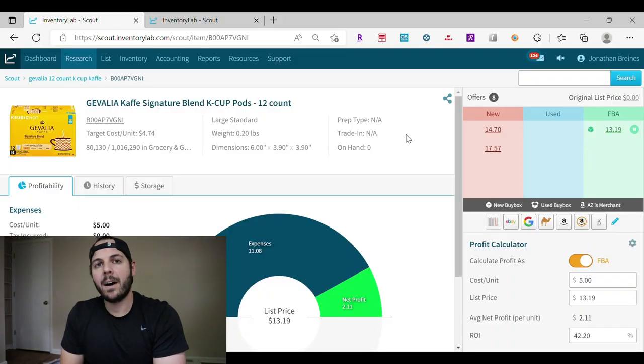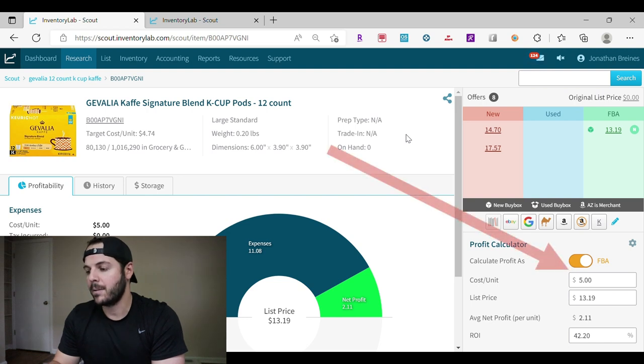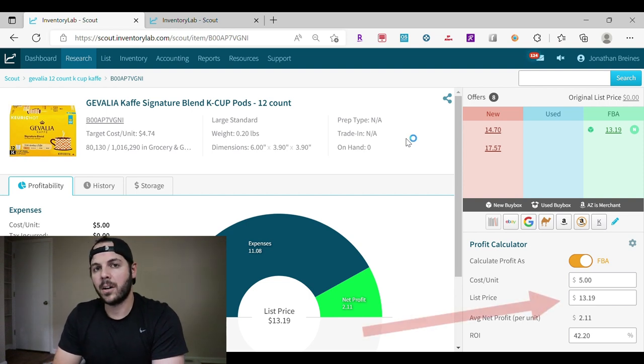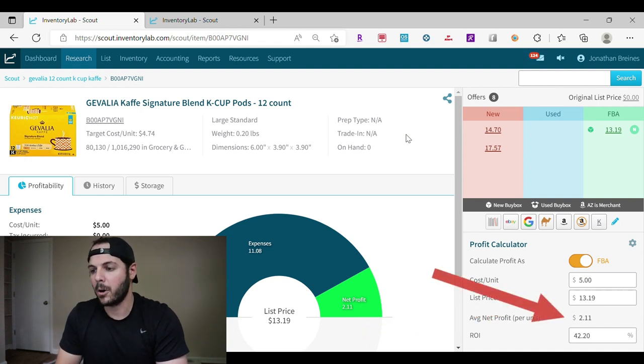So here we have the first unit, and let's just say it costs us $5, okay? This is Inventory Lab, by the way, if you're not familiar. So here in the bottom right, I've entered $5 is our cost. It's selling for $13.19, making us profit of $2.11, okay? So now, before I show you what happens on the next one, let's just talk this out for a sec.